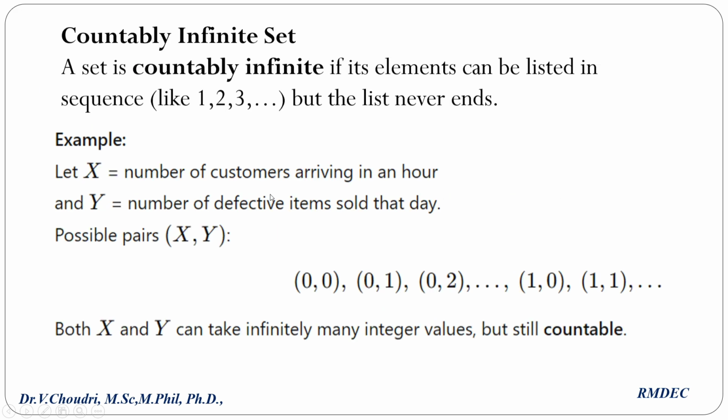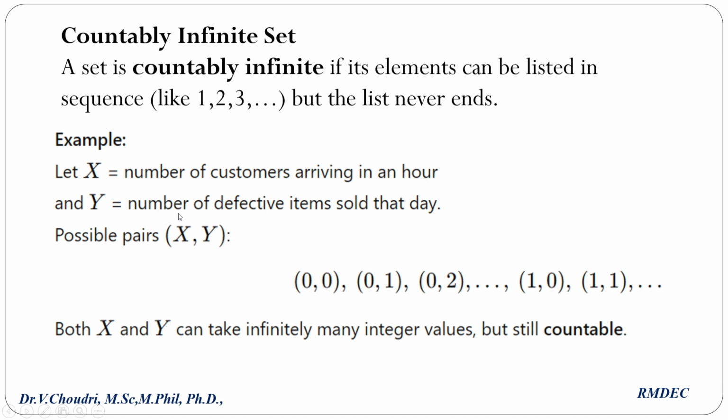Next, the countably infinite set. A set is countably infinite if its elements can be listed in a sequence like 1, 2, 3 up to etc., but the list never ends. How do we know? We define x equal to the number of customers arriving in 1 hour. For example, within 1 hour, no customers arrived, 1 customer arrived, 2 customers arrived, 3 customers arrived, up to several customers. Within 1 hour we can easily count, but we couldn't predict how many customers will arrive.